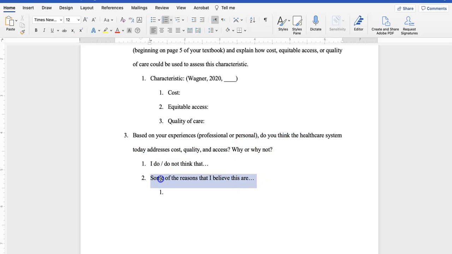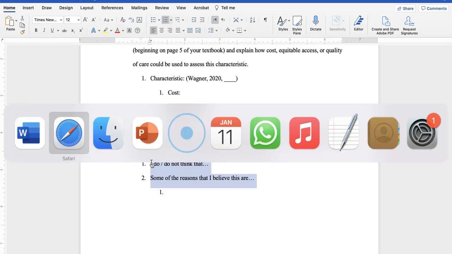Now, as mentioned in the slides earlier, you're not actually going to be including a parenthetical citation here. You're just going to be referring to your personal and professional experience and showing why that is relevant by providing details on, say, your 15 years of experience in the NICU, for example.